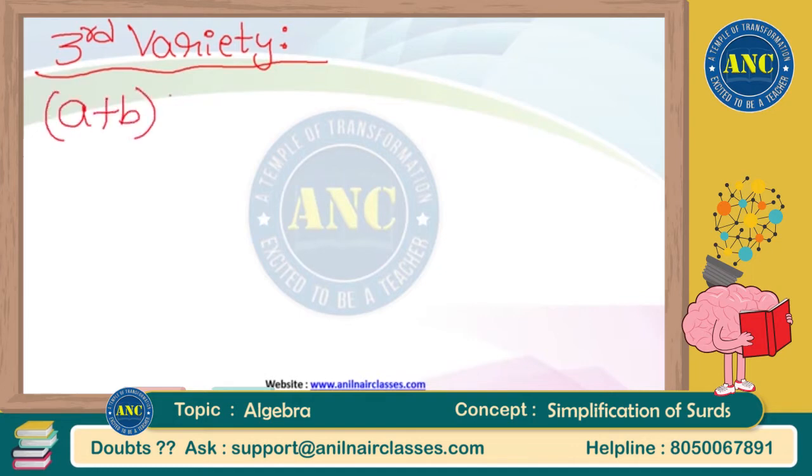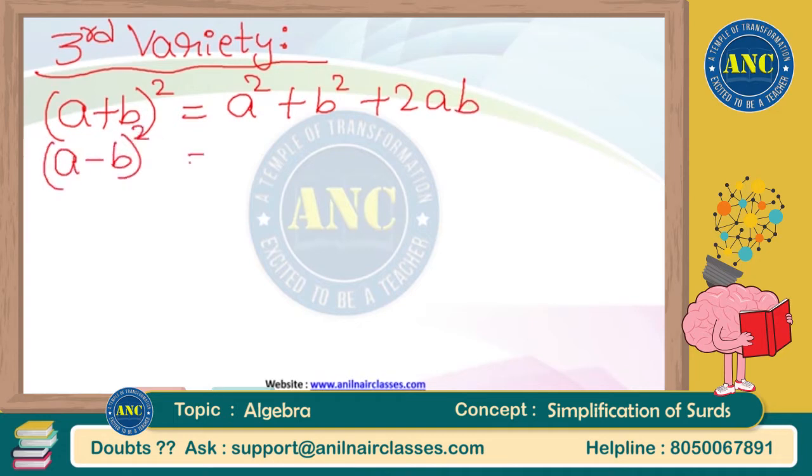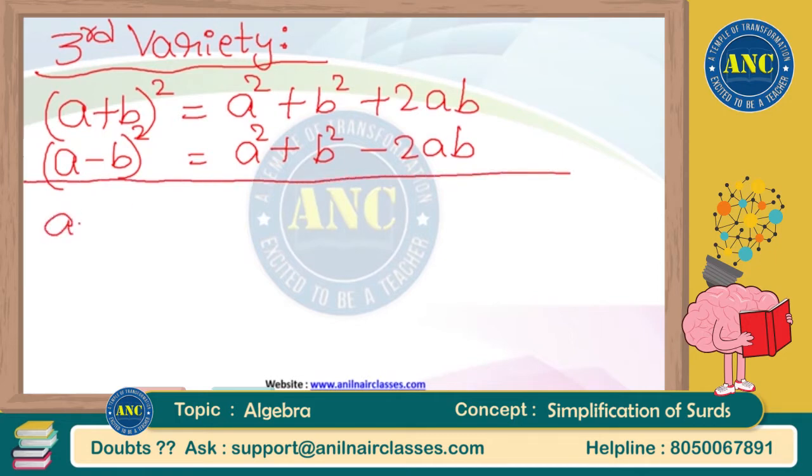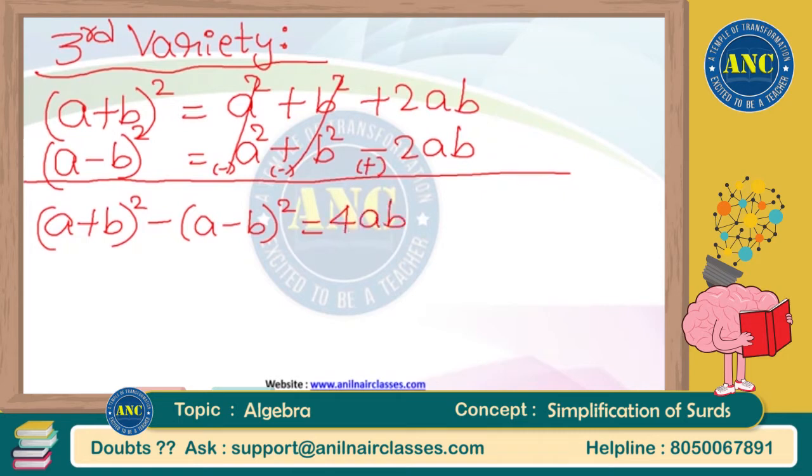If I ask you, (a + b) whole square is a square plus b square plus 2ab, and similarly (a - b) whole square is a square plus b square minus 2ab. Now think logically, I want to take the difference of these two. So the left hand side becomes (a + b) whole square minus (a - b) whole square. If I take the difference, this will cancel, this will also cancel, and this will be added. 2ab plus 2ab becomes 4ab.